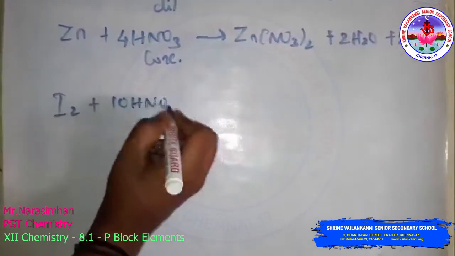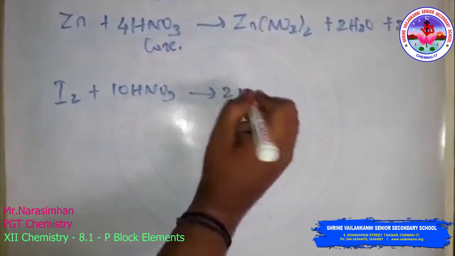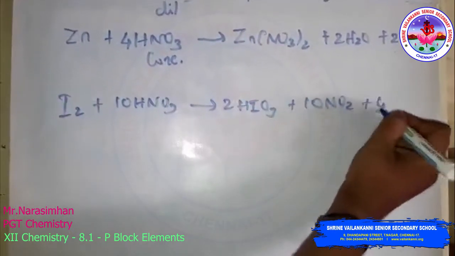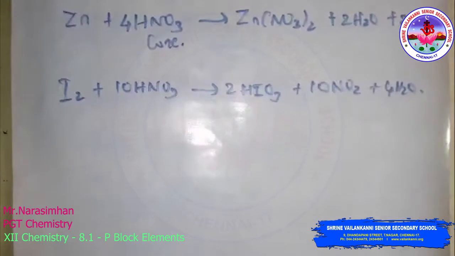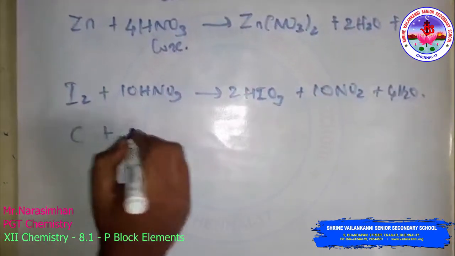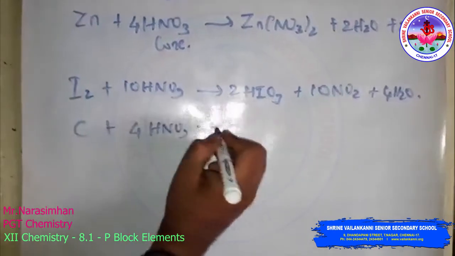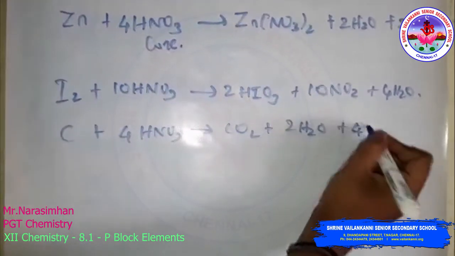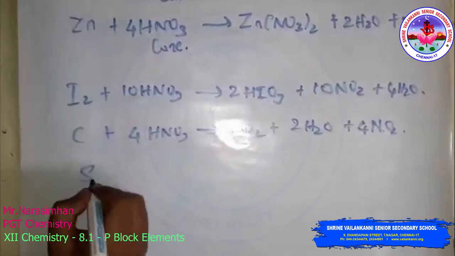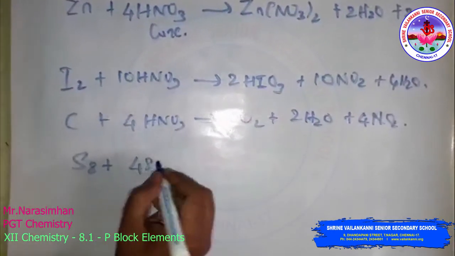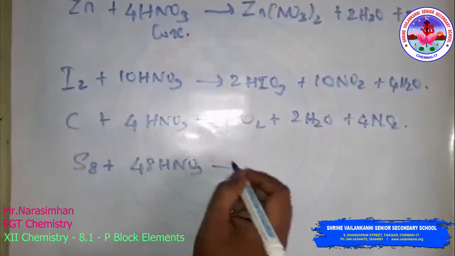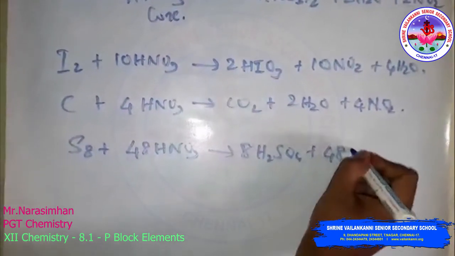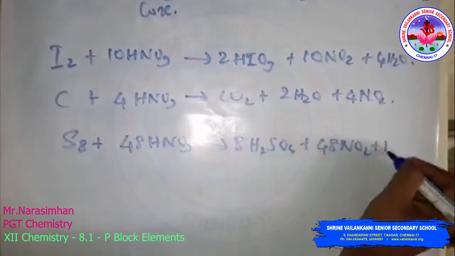Iodine reacts with 10 moles of HNO3 to form iodic acid, HIO3, and nitrogen dioxide. Carbon reacts with HNO3 to form carbon dioxide and nitrogen dioxide. Sulfur reacts with 48 moles of HNO3 to form 8 moles of sulfuric acid, 48 moles of nitrogen dioxide, and 16 moles of water.